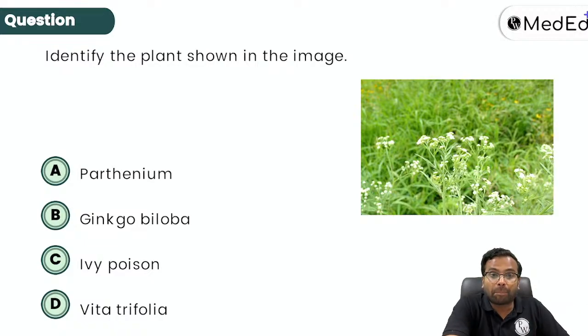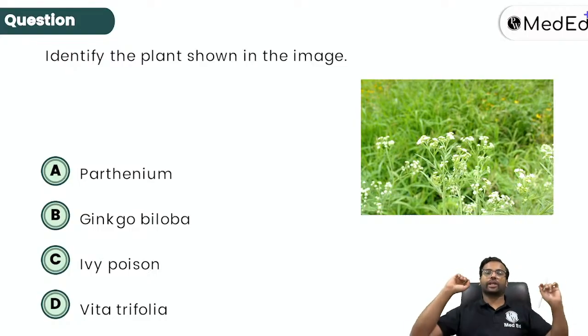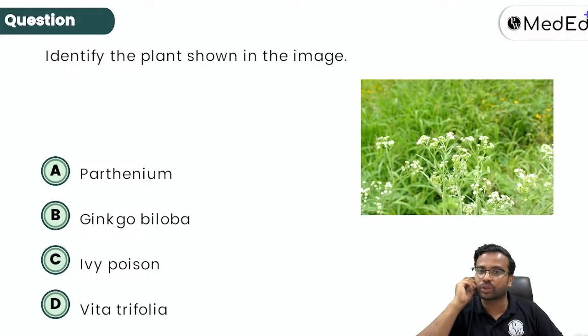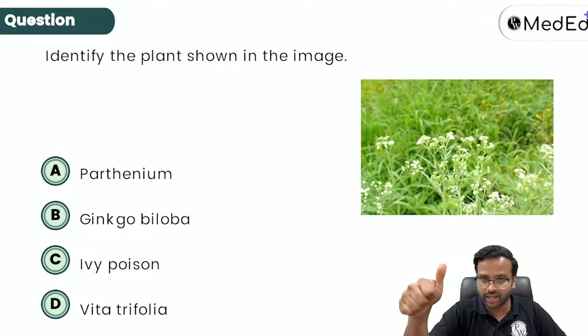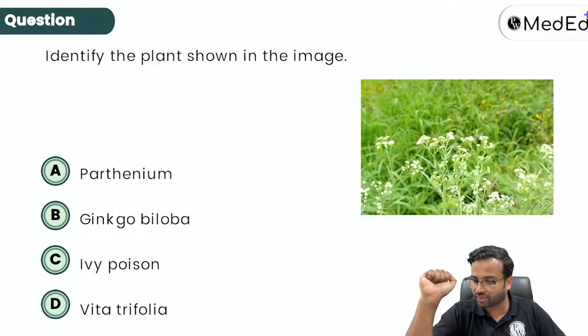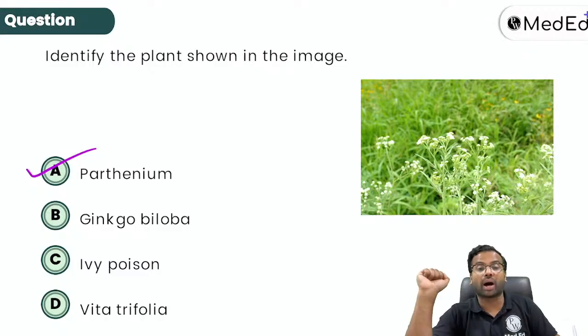Identify the plant that is shown in the image. So now, leaving all the skin conditions behind, now we got an image of a plant, and that is also asked under dermatology. So what is it? So this is a plant which grows everywhere, isn't it? This is called as a congress weed. So what is it? Yes. So this is called as the Parthenium hysterophorus.